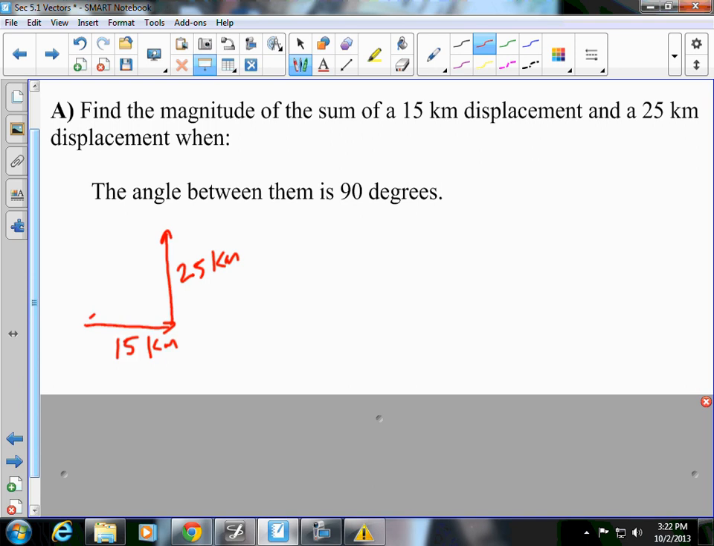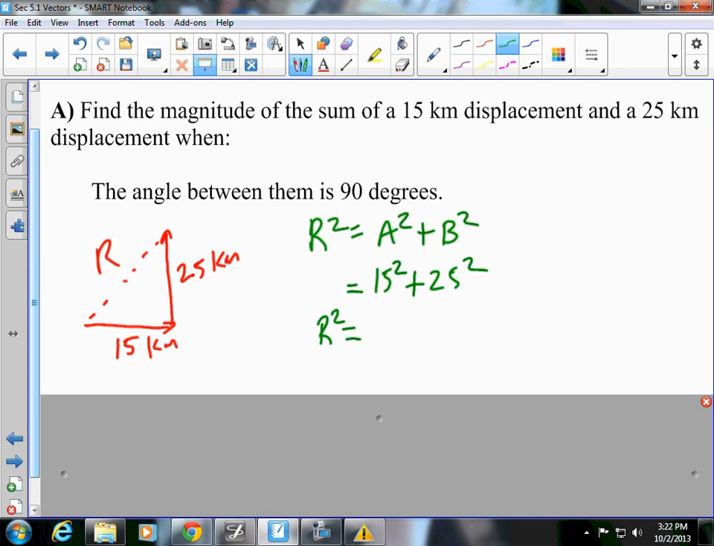All right. I want to solve for R. Now remember, you've all done the Pythagorean Theorem. This one should be nothing new. R squared is equal to a squared plus b squared. A in this case we'll take as 15 squared plus b squared, which is 25 squared. You get R squared is equal to, oh, I didn't write this down. I think it's 850.